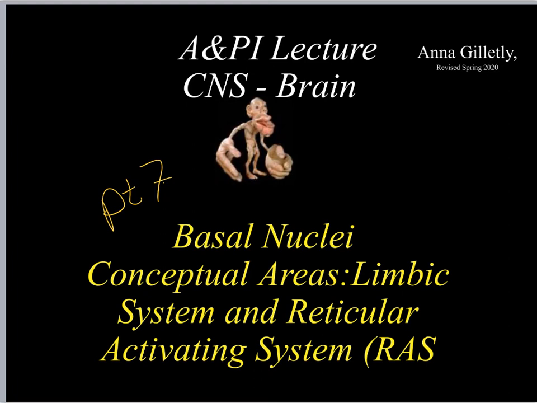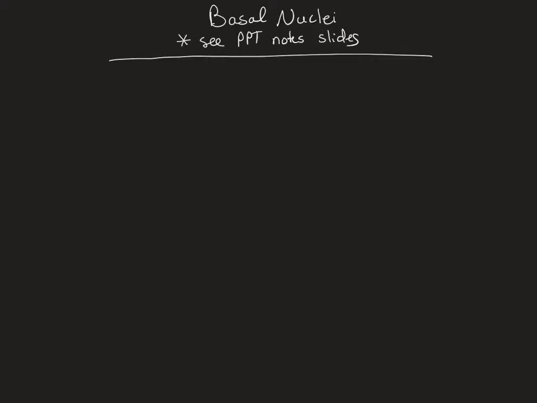Welcome to part 7 of the brain. We're going to kind of throw together some basal nuclei areas that talk about the limbic system and the reticular activating system, and then make a little nod towards brain waves. So I guess we'll add brain waves onto the title. All right, let's get started.